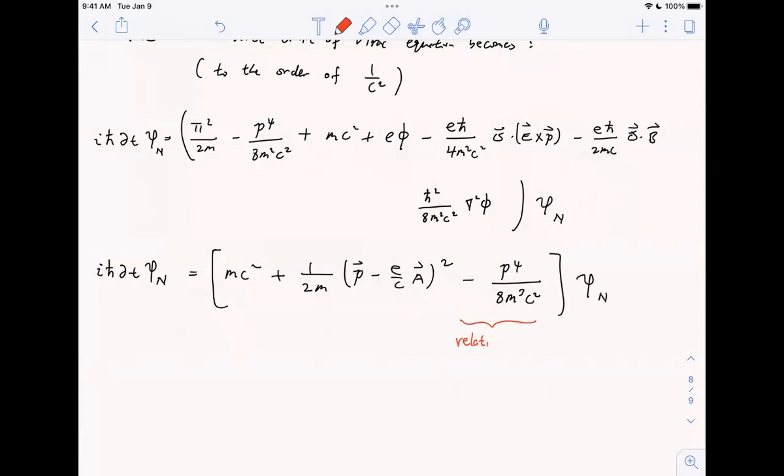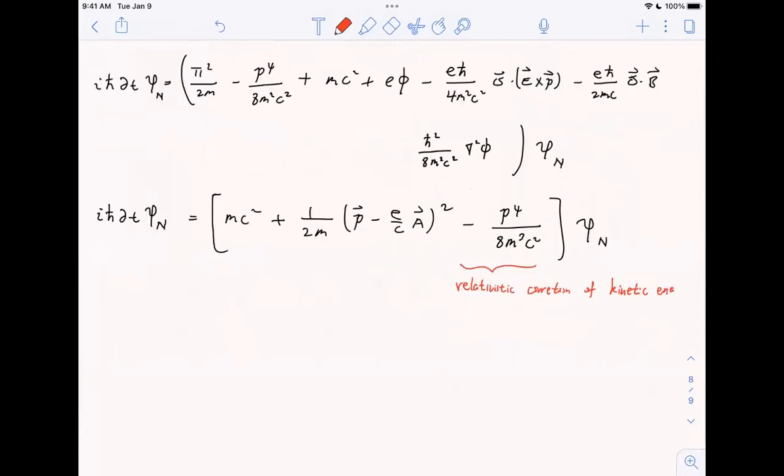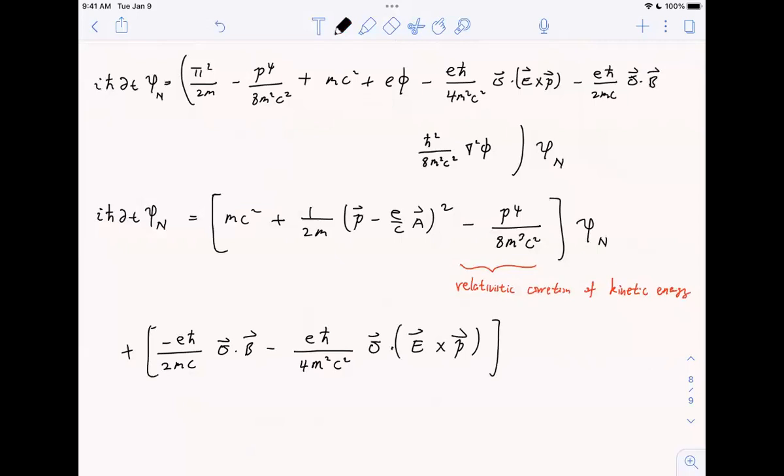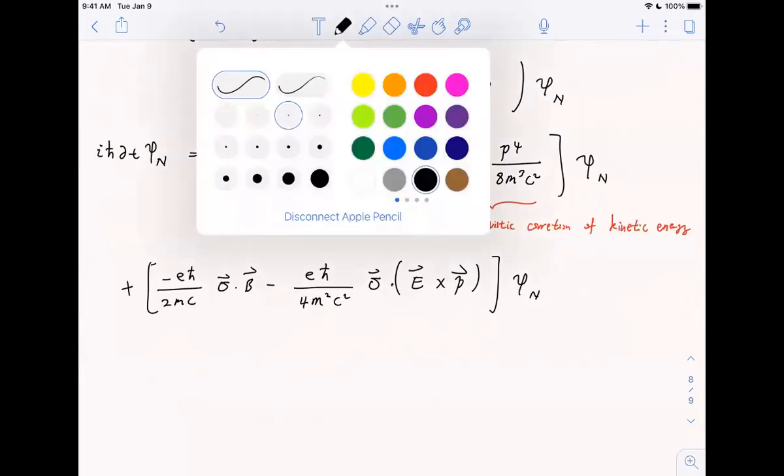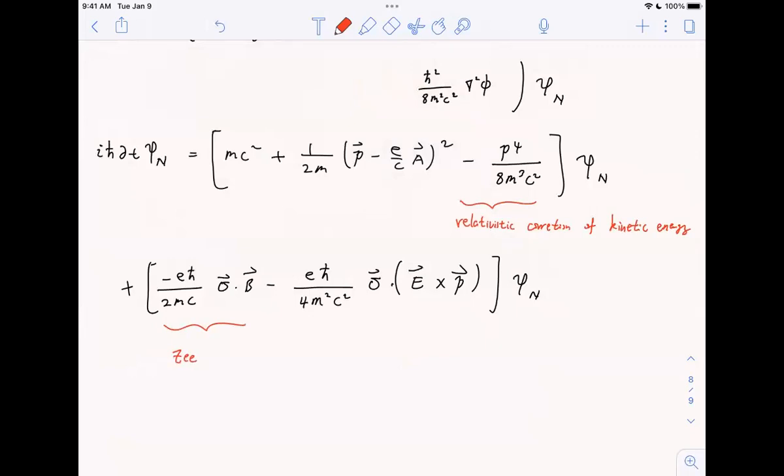The relativistic correction of kinetic energy. Okay, so this is the first term. The second term plus dot E cross P. This is the second term. So the second term here, this is the Zeeman effect. Zeeman term.